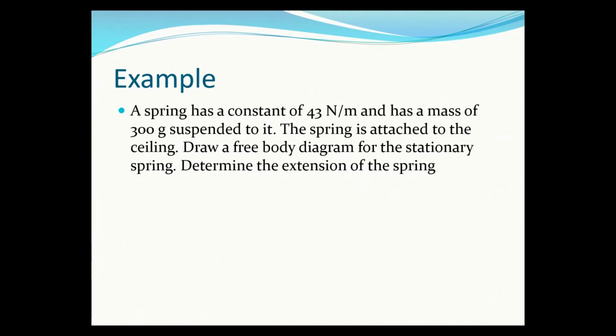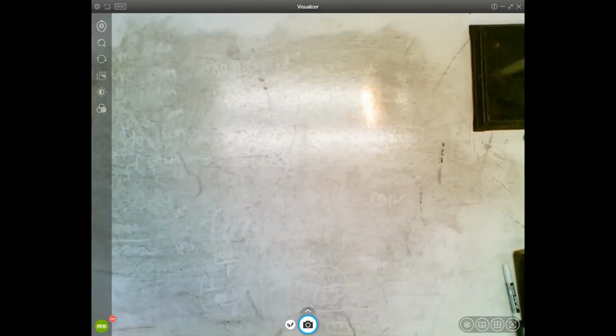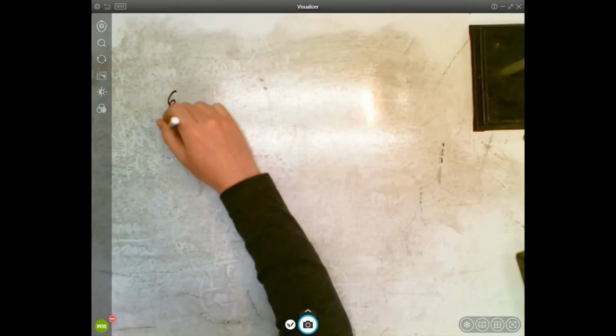Okay, so let's do some questions here. A spring has a constant of 43 newtons per meter and a mass of 300 grams suspended from it. The spring is attached to the ceiling. Draw a free body diagram for the stationary spring and determine the extension of the spring. Okay. So here's our free body diagram.